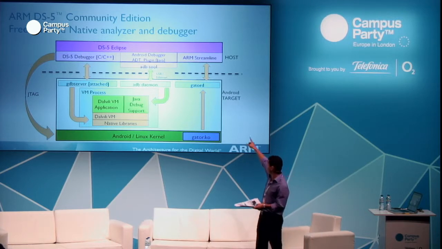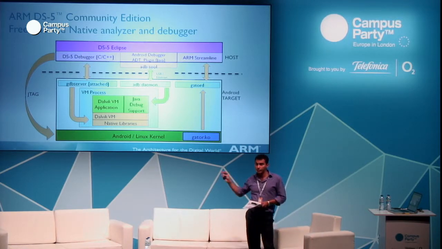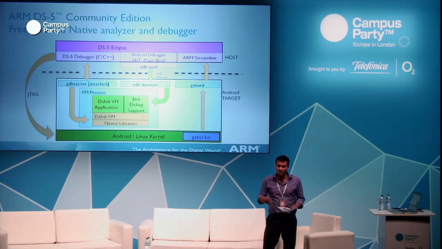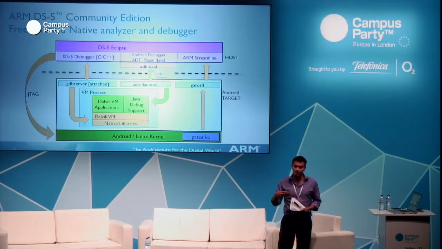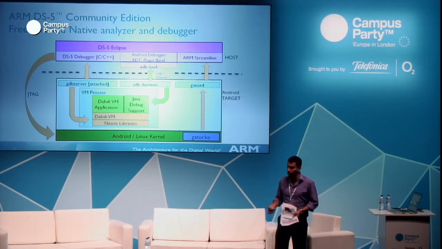So if you want to use the Streamline, which I'll explain in a bit, you need to build this kernel module. It's open source, it's free, it comes with the DS5. And because it's a bit tricky for some people to build a kernel module, we are trying to put it in some of the devices our partners produce so that people can just open up the device and start using it without needing to really worry about these.